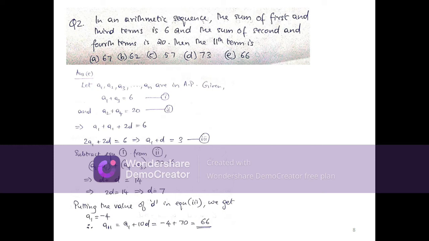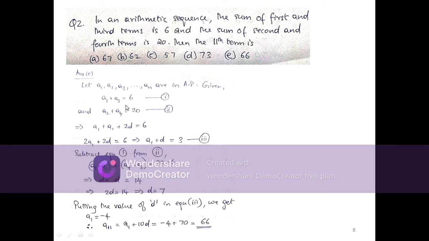So how do you get this 66? According to the question, the sum of the first and the third term is 6. Let a1, a2, a3, etc., an be in arithmetic progression. So according to the question, a1 plus a3 equals 6, and a2 plus a4 equals 20. Second and fourth term is 20. So we have to find the 11th term.